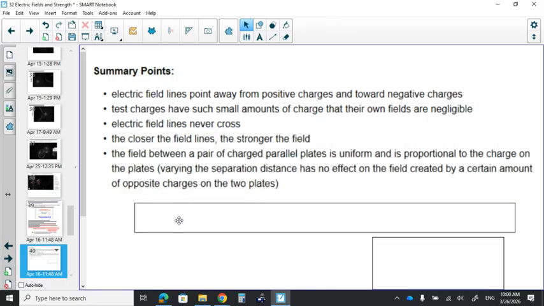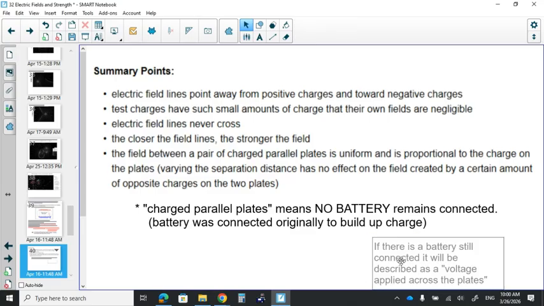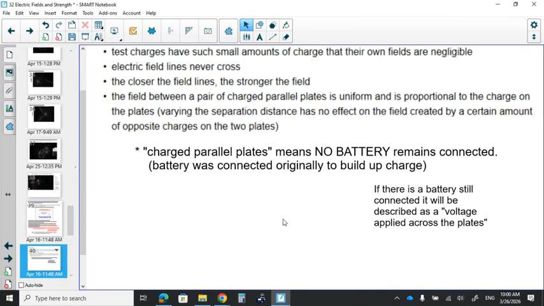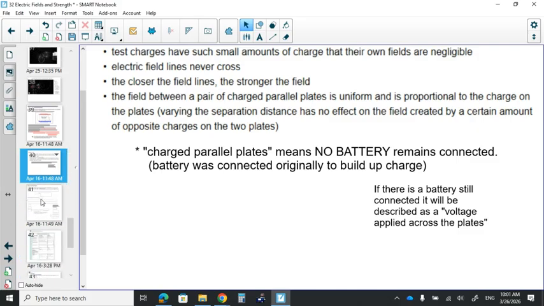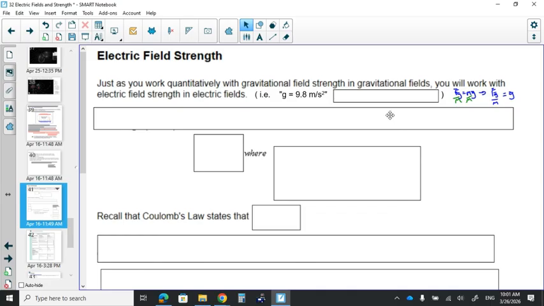All these things, you've seen all of those, right? And then charged parallel plates again means no battery. Last bit for us here is about the electric field strength. Okay, so electric field strength.